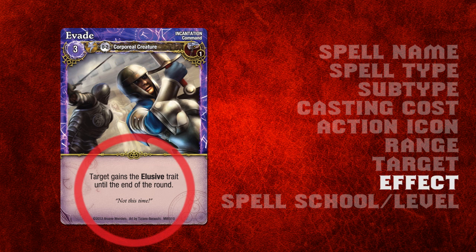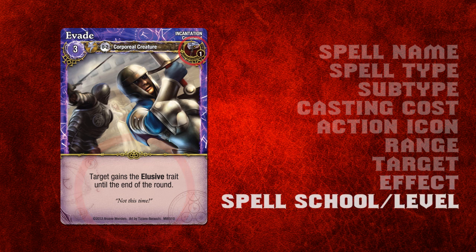So this section of the spell card describes what the spell does when you cast it, what effect it has on the game. If the spell has any upkeep costs, they're described here. And in our example, obviously, it says target gains the elusive trait until the end of the round. And that's the effect of the Evade spell. You cast this so that the target, which will be a corporeal creature within 0-2 of a range, with a cost of 3, will have an elusive trait. So that's pretty powerful.